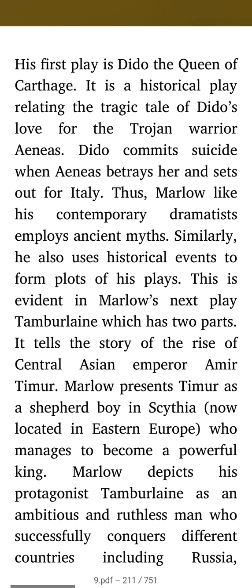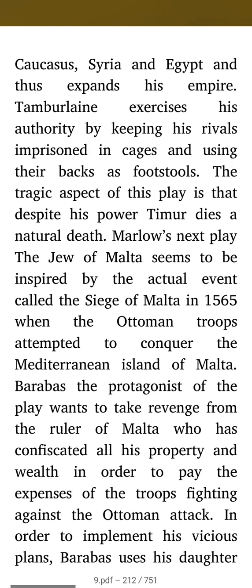Marlowe presents Temur as a shepherd boy in Scythia, who managed to become a powerful king. Marlowe depicts his protagonist Tamburlaine as an ambitious and ruthless man who successfully conquers different countries including Russia, Caxus, Syria and Egypt, and thus expands his empire.